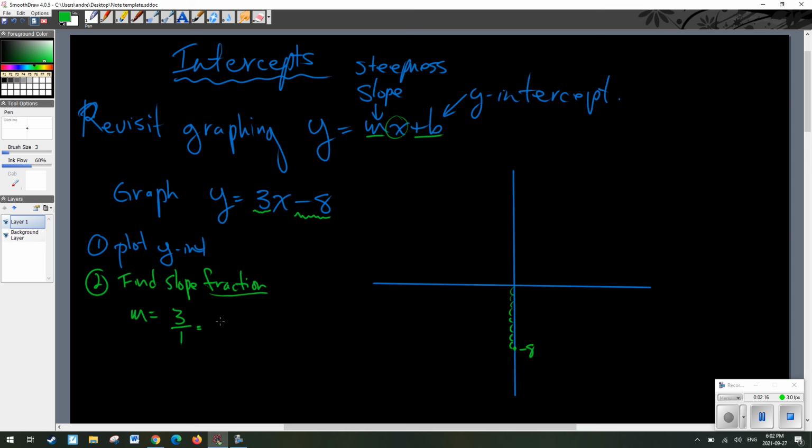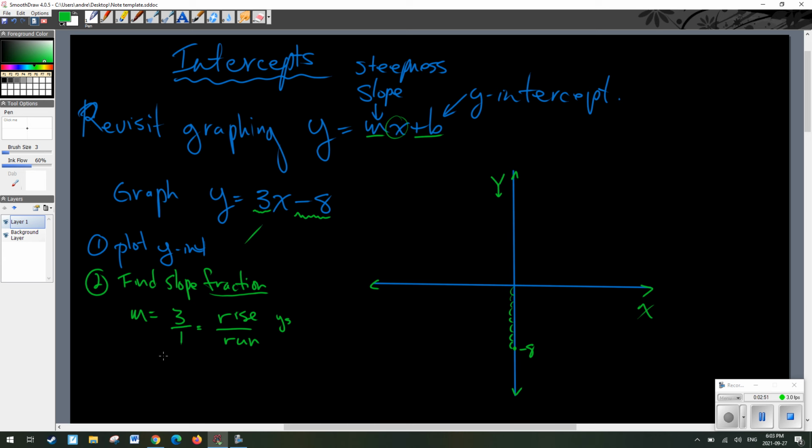Remember, slope as a slope fraction is rise over run. And just as a rhyme, rise comes from the y's. We remember that the y-axis is the one that points up, it goes that way, and then the x-axis goes across. So if this has a slope of 3, it's 3 over 1. And I know that it's a positive slope. So in the grand scheme, this thing's got to look kind of like that.